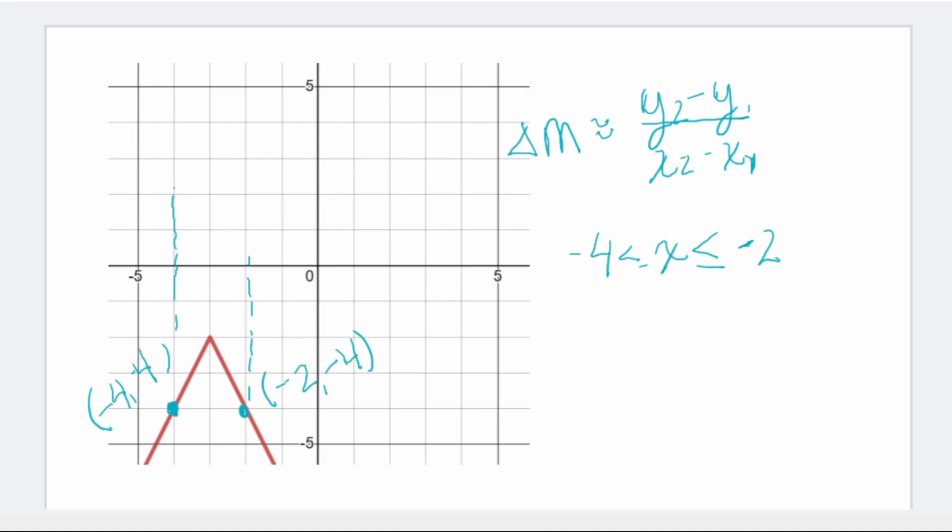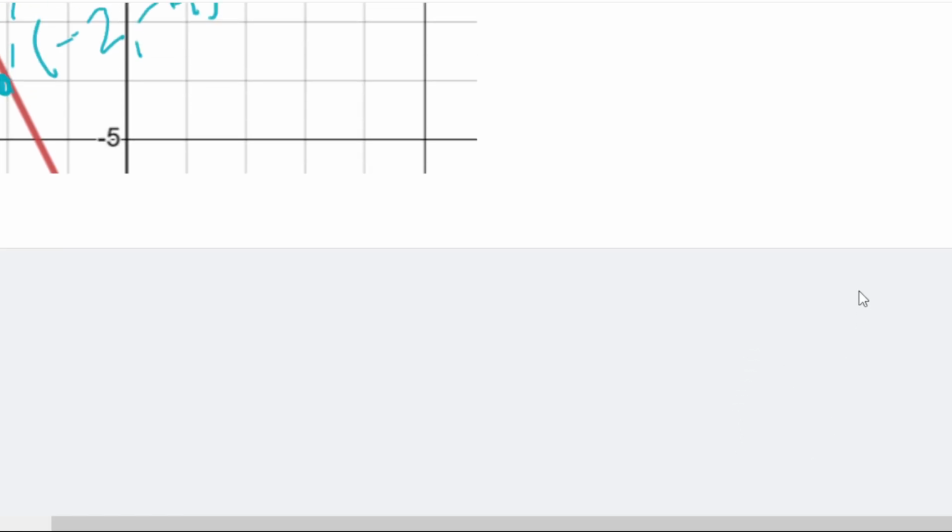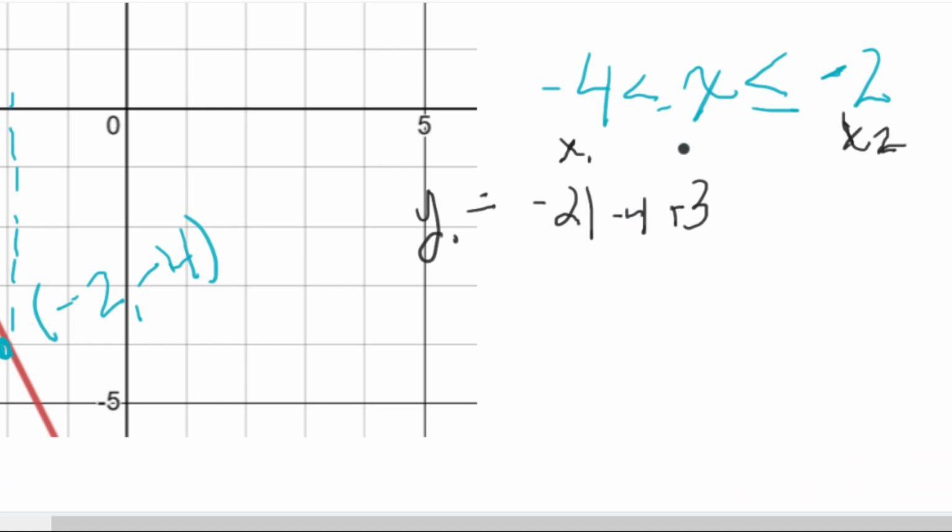All right. So this graph was generated with this equation, f of x equals negative 2 times the absolute value of x plus 3, minus 2. That was the formula. So if I take these endpoints, I call this one x1 and this one x2. I could plug in that x1 and x2 into the equation to get y1 and y2. So y1, for example, would be negative 2 times the absolute value of negative 4 plus 3, minus 2. I'm gonna zoom in momentarily, see if that helps. So I replaced x with negative 4, plus 3, minus 2.